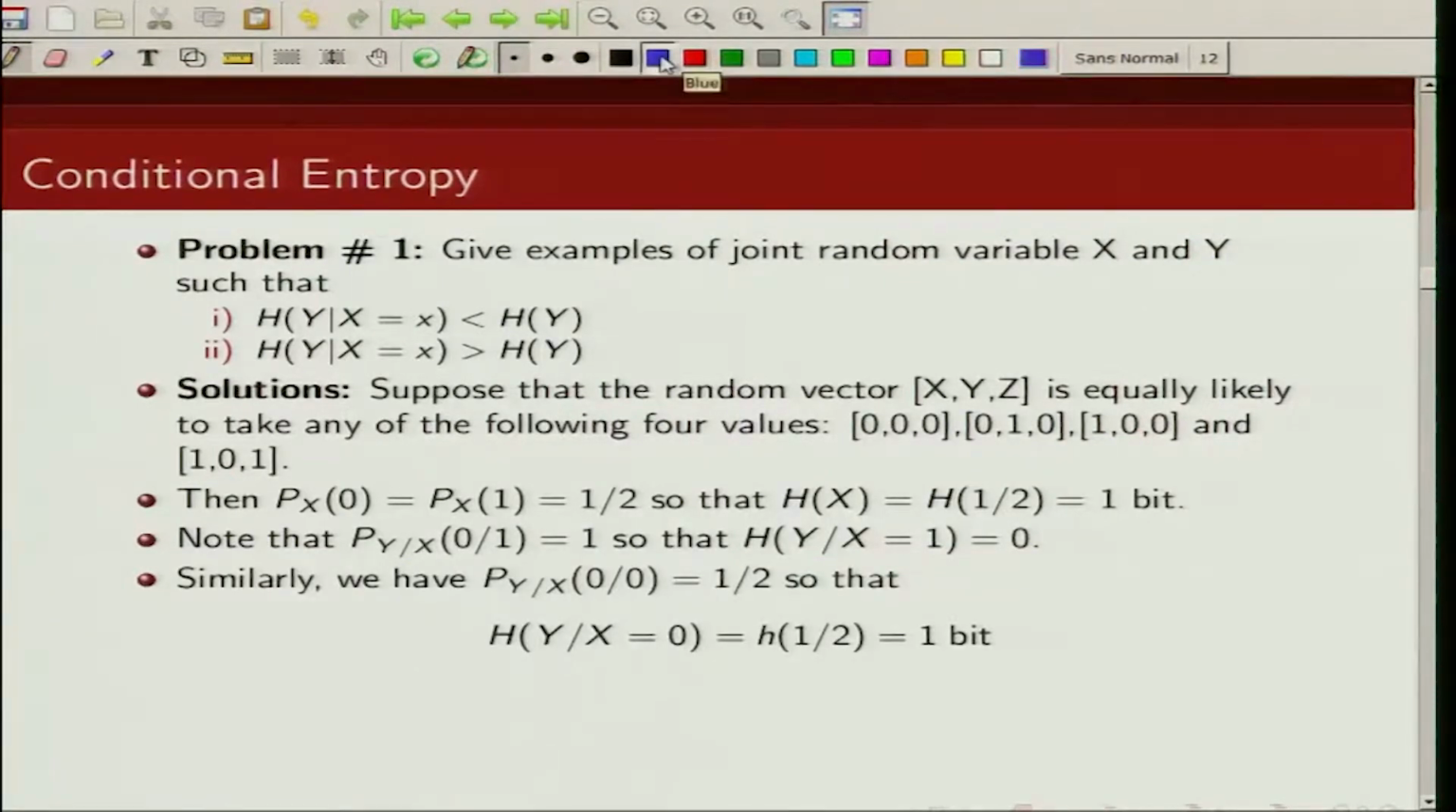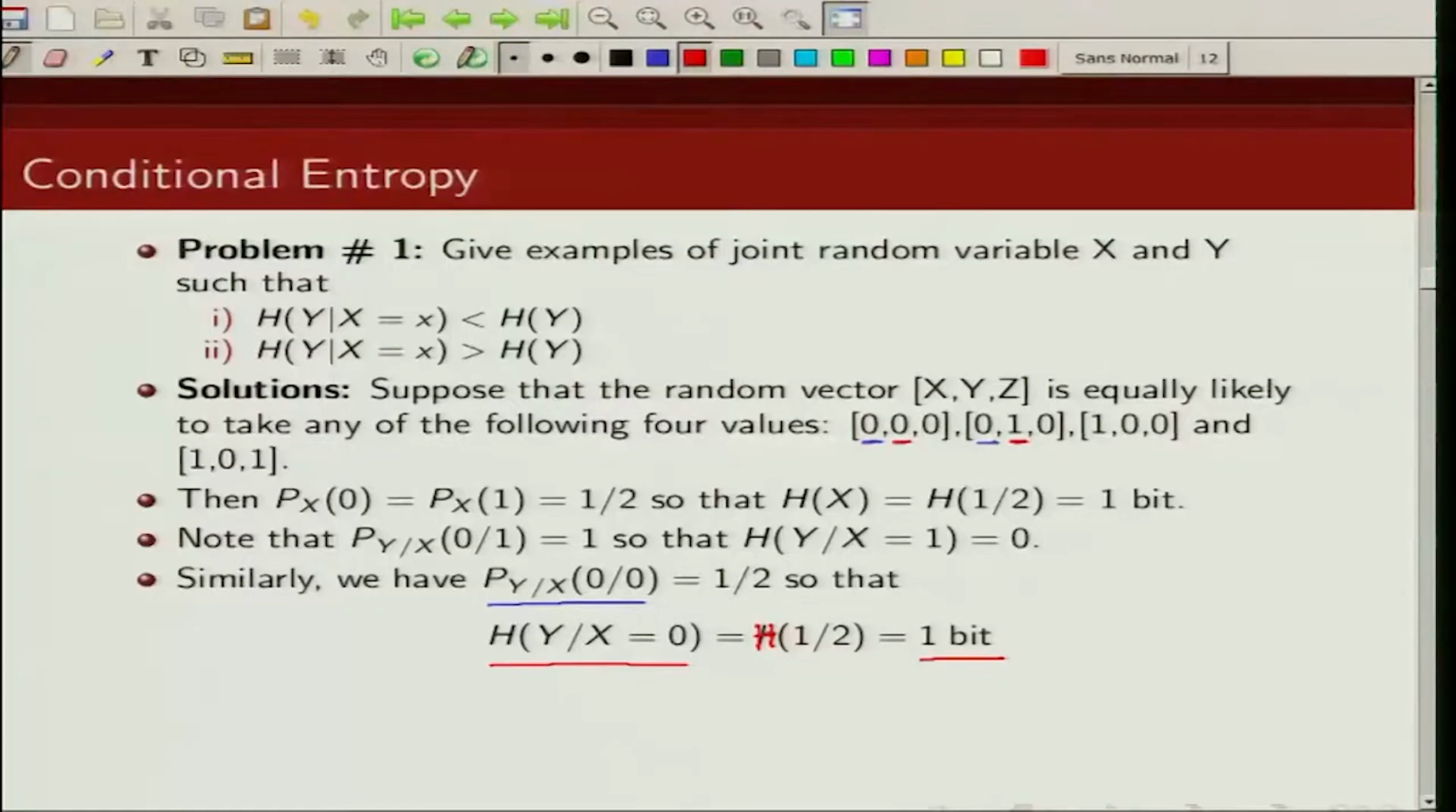Now similarly, let us calculate the uncertainty in y given x is 0. So when x is 0, this is x is 0, this is x is 0. What happens to y when x is 0? In one instance it is 0, in the other instance it is 1. So with probability half it's 0 and probability half it is 1. So what is the uncertainty in y given x equal to 0? That is minus half log of half minus half log of half, which is 1 bit.